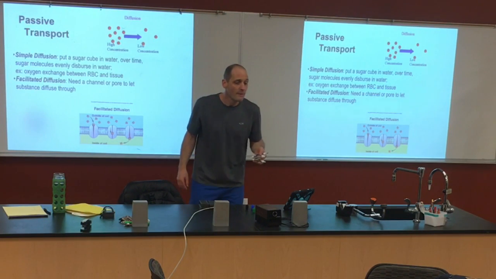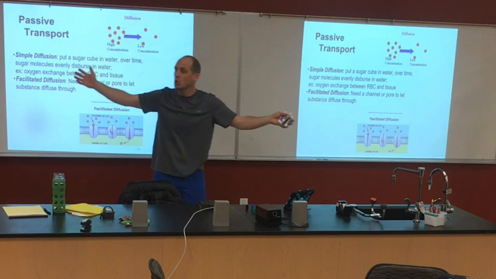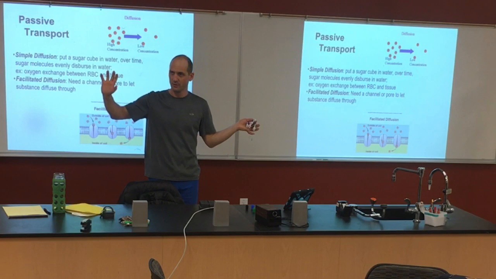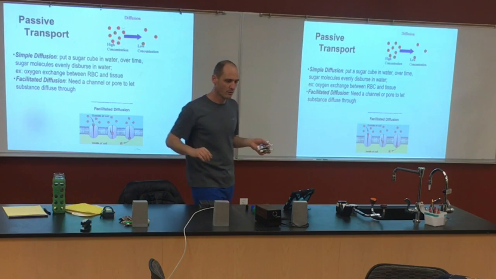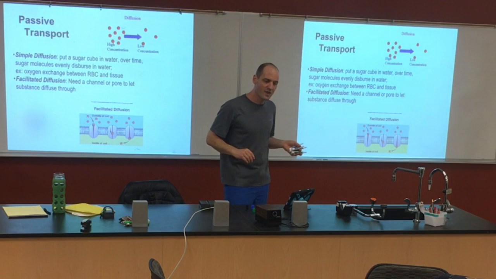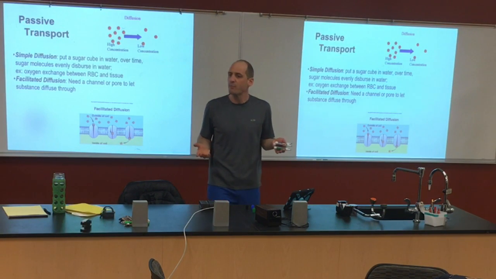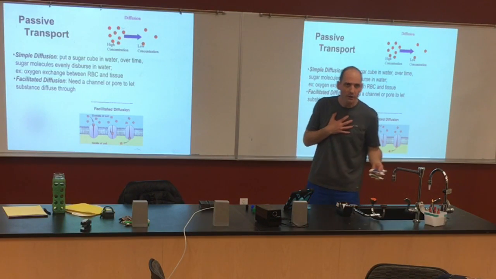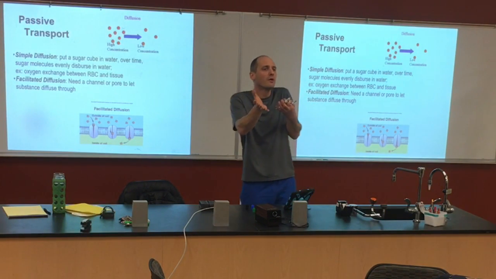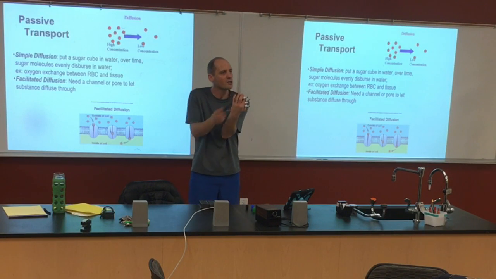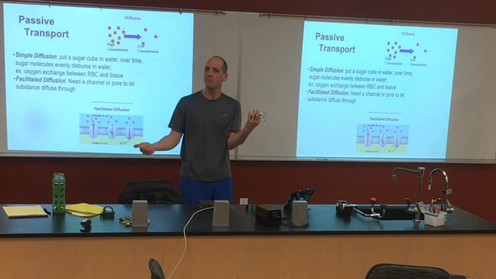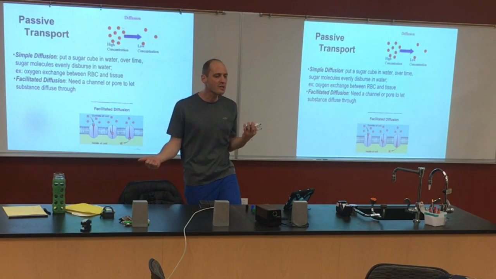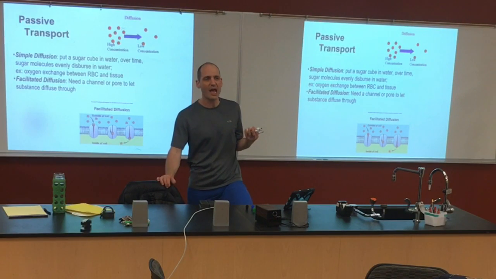So diffusion is the simple thing when you take a sugar cube and put it in water, and the sugar disperses through the whole water. That's simple diffusion. We have, for example, oxygen exchange into the red blood cell. There is more oxygen in the alveoli in the lung than in the blood that passes through. So the gradient is higher in the alveoli, so the oxygen wants to move right through into the red blood cells. That's simple diffusion.